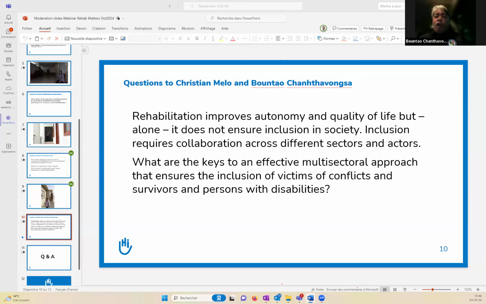So all of the victim assistance work is a cross-cutting issue. So, as the question said, rehabilitation alone doesn't mean that it can include economic inclusion or social inclusion.